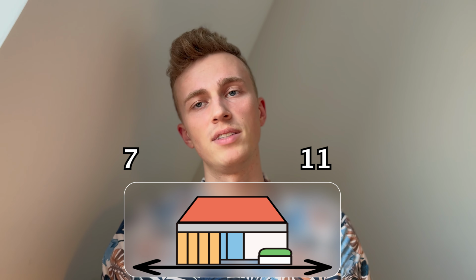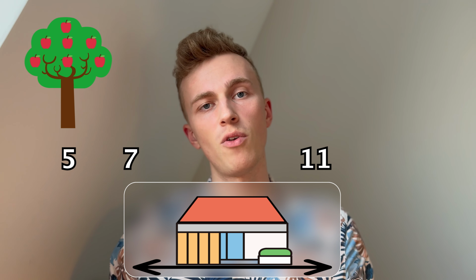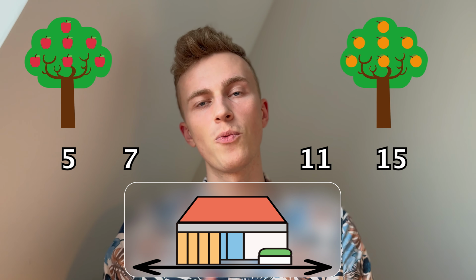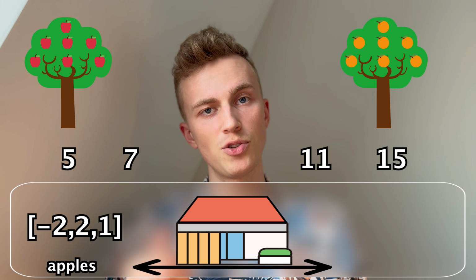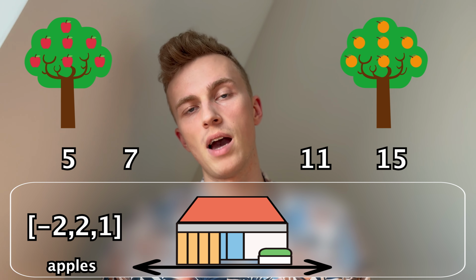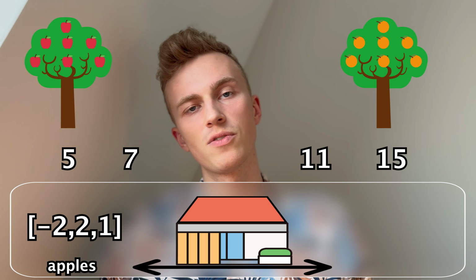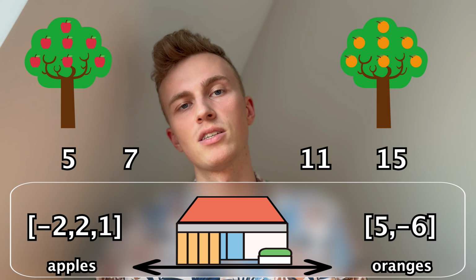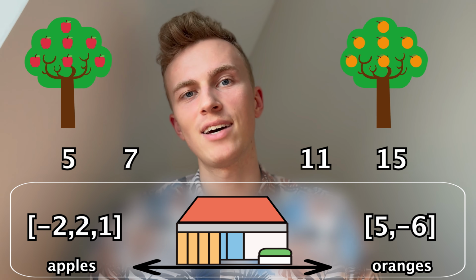So let's say the house starts at 7 and ends at 11. We have the apple tree at point 5, while we have the orange tree at point 15. We have the apples falling at distances of -2, 2, and 1 from the apple tree, and we have the oranges falling a distance of 5 and -6 from the orange tree. Let's break it down step by step.